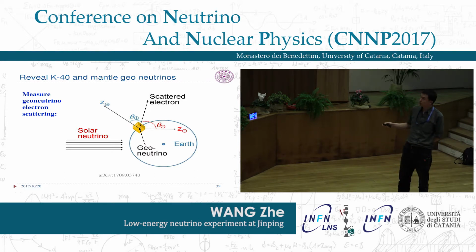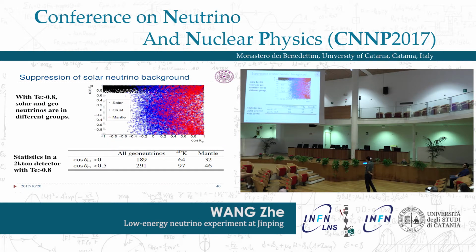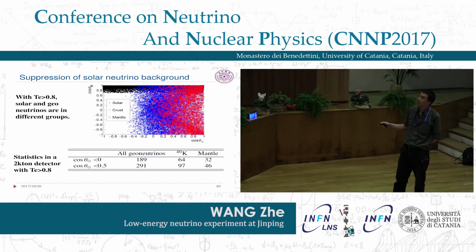So the idea is very simple. We have solar neutrinos. However, solar neutrinos always come from one direction, but the geo-neutrinos can come from all the other directions. And the scattered electron from neutrino electron scattering has a very good direction correlation to the initial direction. So this is a simulation with an ideal detector with a cut on the kinetic energy for the electron, above 0.8 MeV. We can clearly see solar neutrinos, crust neutrinos, and the mantle neutrinos. They are grouped in different regions.